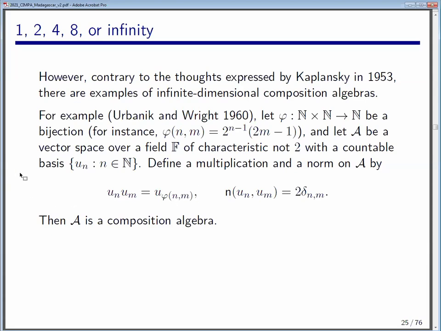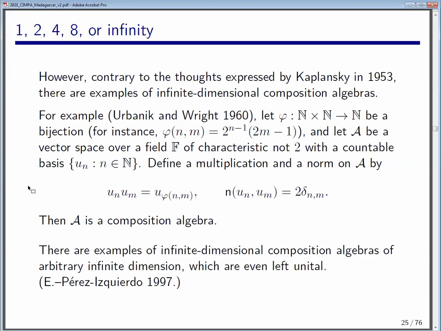And now this is an exercise for you students to check that this is a composition algebra. So the norm of the product is the product of the norms. See, this is clear for basis elements because all have norm 1. And now using the orthogonality, it is very easy to get that the norm is multiplicative. Okay, so this is an example in infinite dimension. Actually, there are examples of infinite dimensional composition algebras of arbitrary infinite dimension.